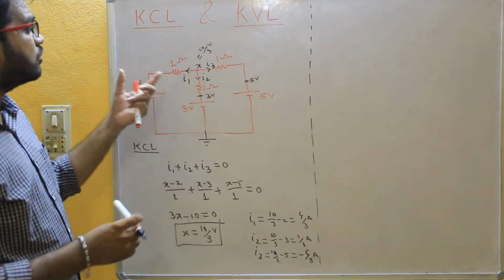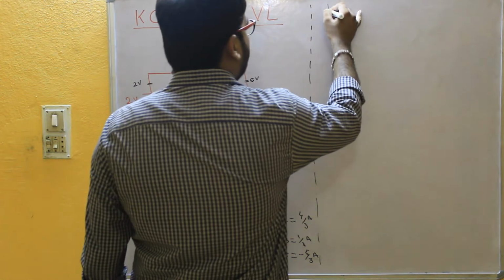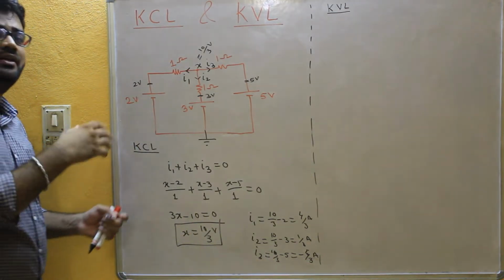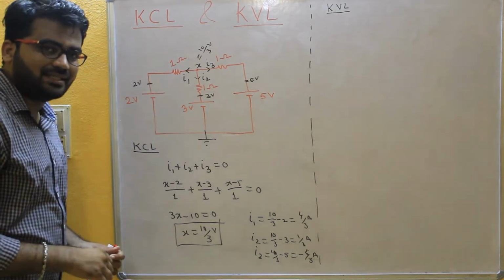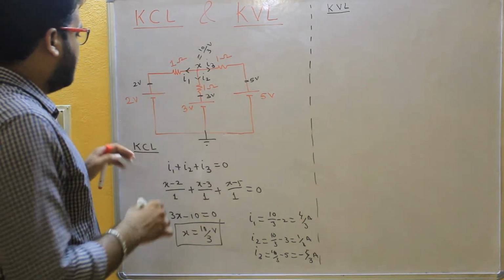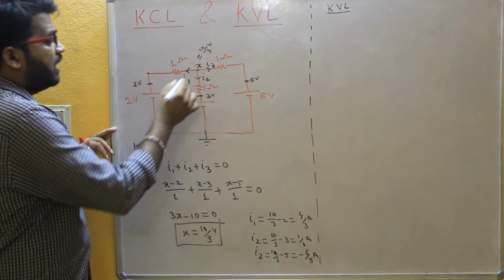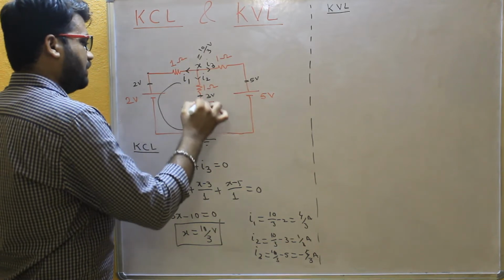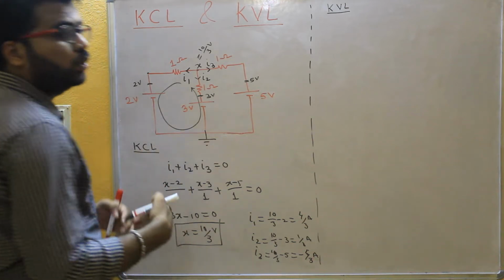Now if you apply Kirchhoff's voltage law to the same circuit, what is Kirchhoff's voltage law first? Kirchhoff's voltage law states that the sum of all the potential differences across the batteries and the resistances must be equal to 0. Now let's suppose I am considering the x point only, and I am going in this way, in this loop, like this. Current always flows from higher potential to lower potential.